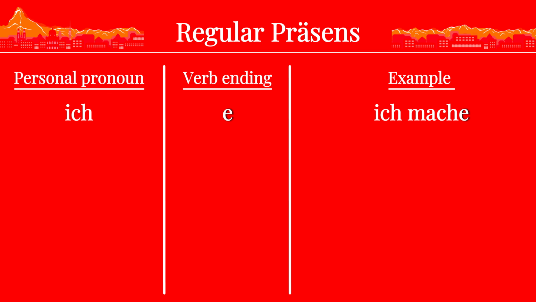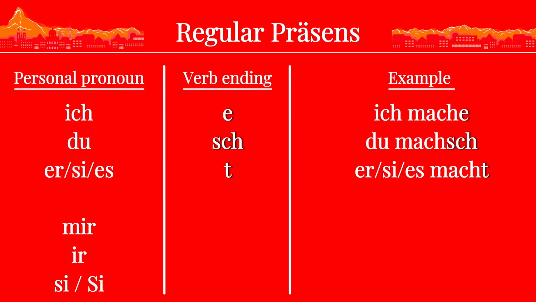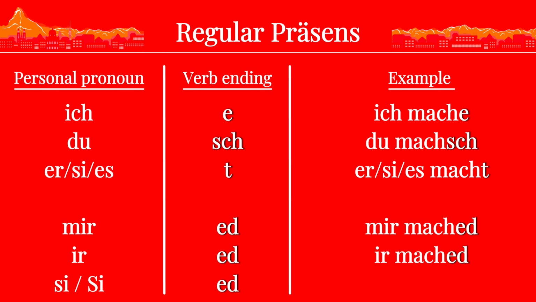Ich mache. The second person, sch. Du machst. Third person, t. Er, sie, es macht. The plural forms all have the same ending, ed. Mir machet. Ihr machet. Sie machet.